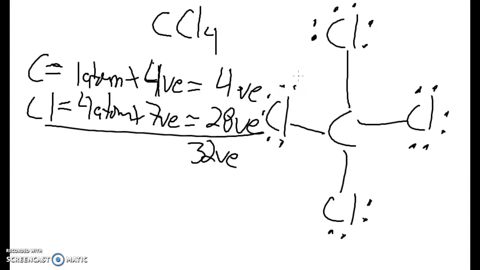Okay. Now, I'm going to check my central atom. If it satisfies the octet rule, I'm done. Remember, each one of these lines represents 2 valence electrons, so that's 2. So 2, 4, 6, 8.